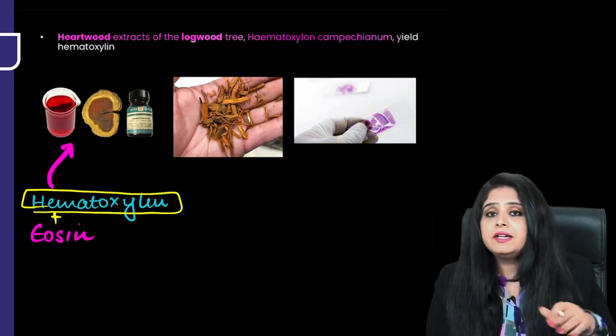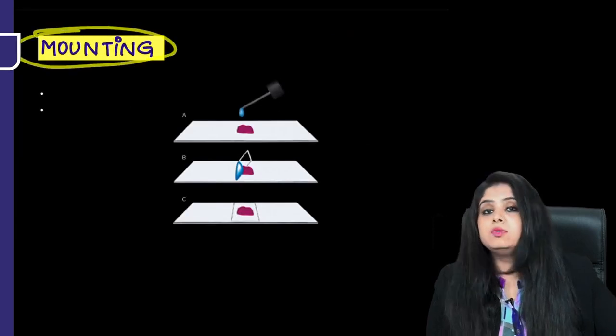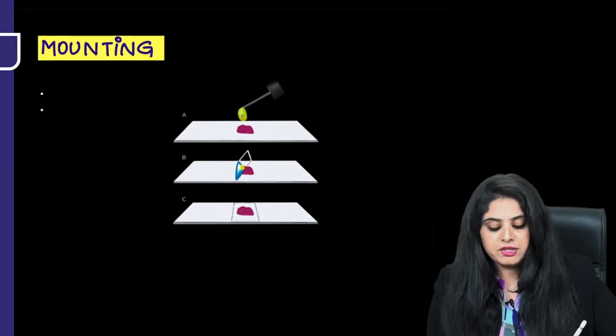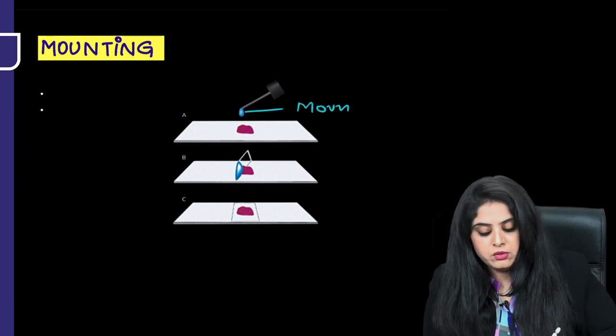I have to protect it. My slide should not dry. So what do I do? The last step that you have is mounting. So you're going to put a drop of something and cover it with a cover slip. Can you see? I've put a drop of something known as mounting media, and on top of it, I have added a cover slip.